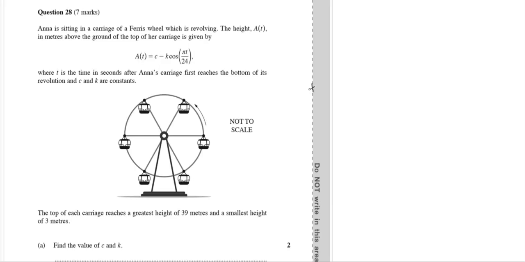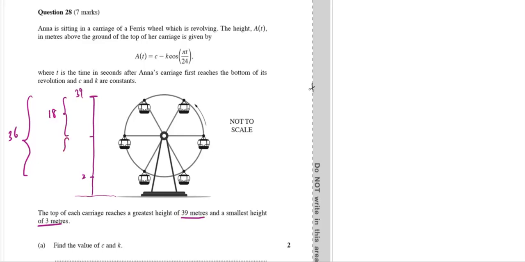Okay, so let's interpret the 39 and 3. So this is ground level. What they're saying is that the bottom of it is at 3 and the top of it is at 39. So all of that is 39 less 3, which is 36. And so the halfway point is 18. So this much is 18, and this much is 18. 3 plus 18 is 21.